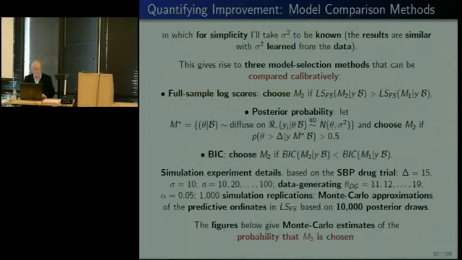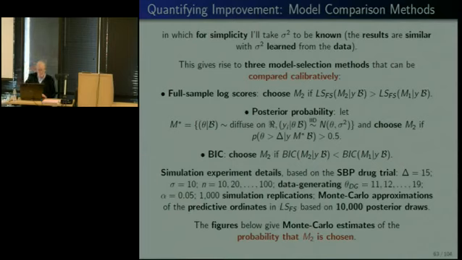And so here I did a bunch of simulations. I set capital delta to be 15. I set sigma to be 10. I let the sample size range from 10 to 100. And I moved the data generating thetas from 11 up to 19 in increments of 1.